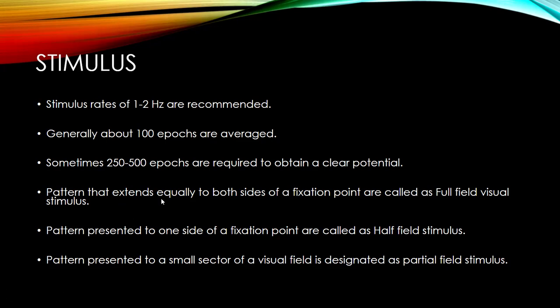A pattern that extends equally to both sides of a single fixation point is called a full visual field stimulus in one eye. A pattern presented to one side of the fixation point is called a half field stimulus. And as I said, in cases of visual field defect, if a small sector of the visual field is presented with the visual stimulus, it is called a partial field visual stimulus.